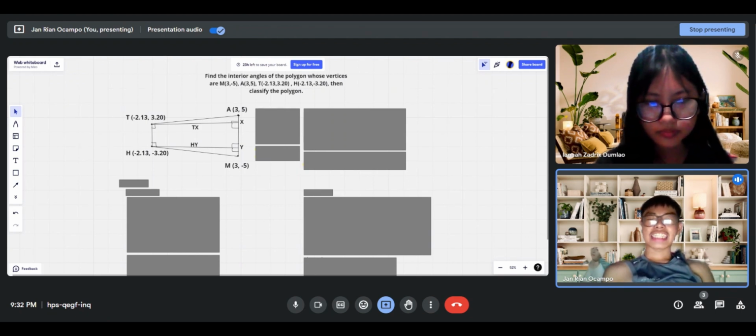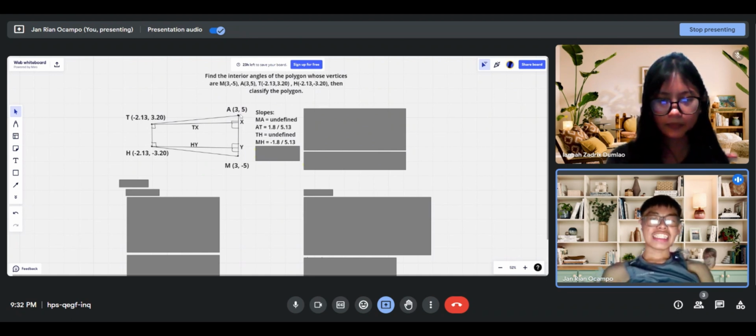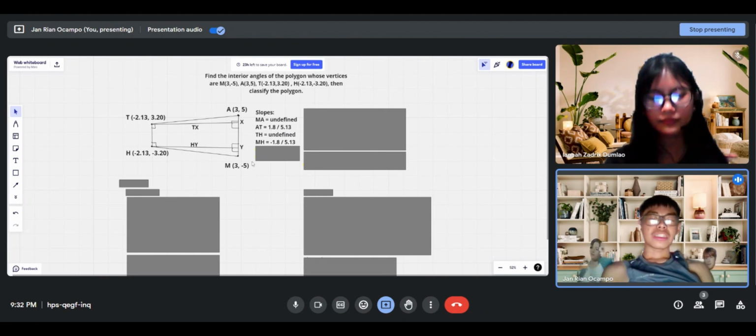And of course, since we are finding angle between two lines, we should classify the slopes of each side. So we have MA, undefined as it is parallel to the y-axis. AT, 5 minus 3.2 is 1.8, and 3 plus 2.13 is 5.13, making the slope 1.8 over 5.13. TH is also undefined, and MH is equals to -5 plus 3.2, which is -1.8, and then 3 plus 2.13 is 5.13, making the slope -1.8 over 5.13.